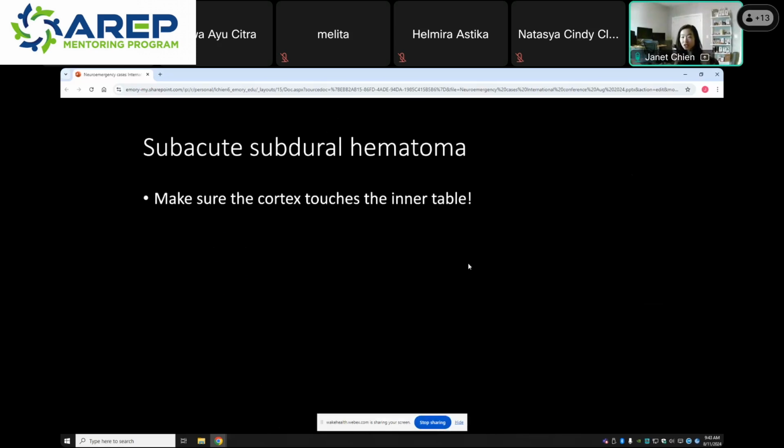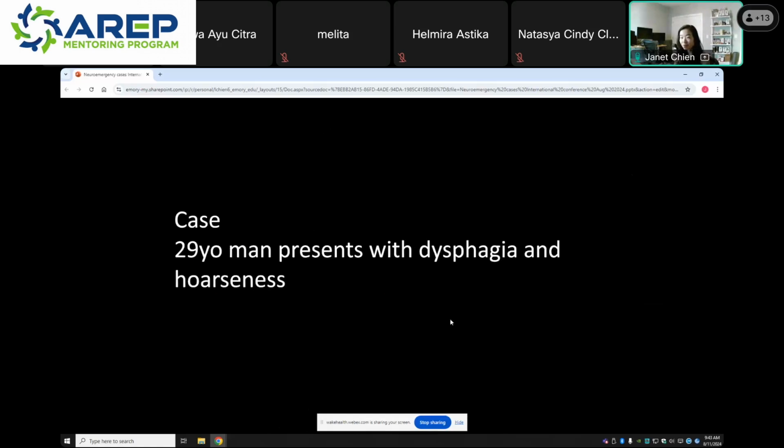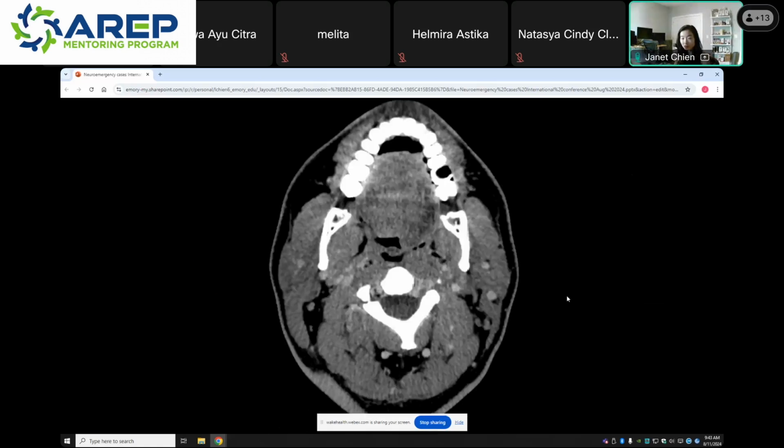So this is just a quick case to remind us that we want to make sure the cortex touches the inner table in all of our cases. If it doesn't, look very carefully for underlying isodense subacute subdural hematoma. Great job. Okay, next case is a 29-year-old man who presents with dysphagia and hoarseness. This is also a pretty challenging one.